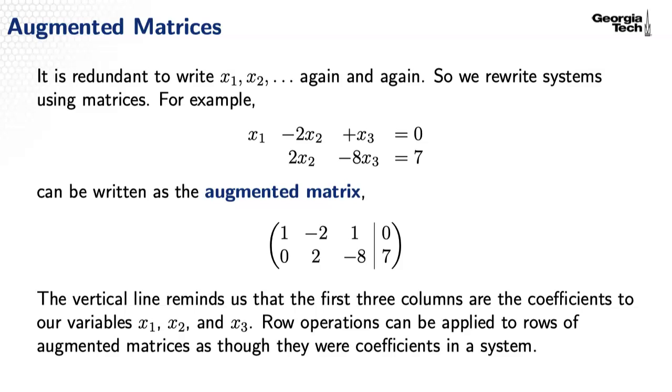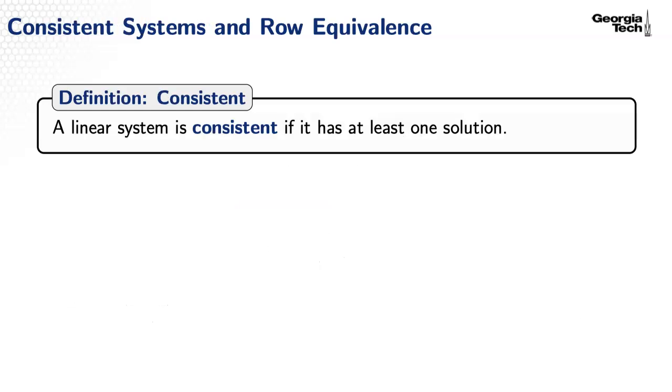Row operations can be applied to augmented matrices as though they were just the coefficients in a linear system, because they are. And so this gives us a more convenient way of expressing a linear system. We say that a linear system is consistent if it has at least one solution. There could be more than one, but if there's at least one, the system is consistent.